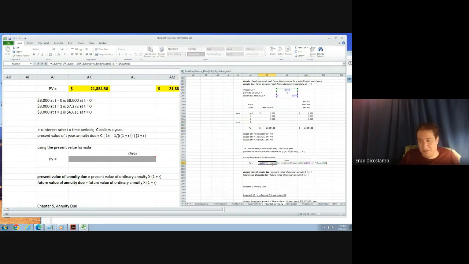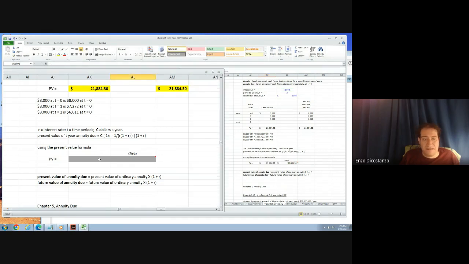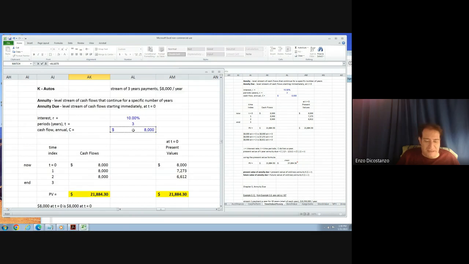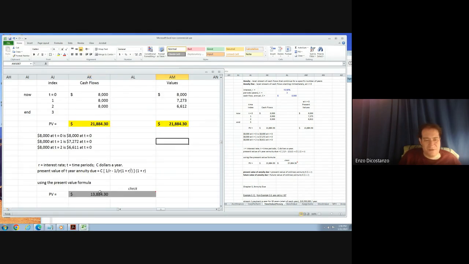And you could use some of this other stuff. We went through some of these other things here. What do we do here? This we did straight on: 8,000 times parenthesis 1 divided by 10% minus 1 divided by 10%, and this is, no, this is 3, still for 3 years. And then multiply by 1 plus 10%. There's your 21,884.